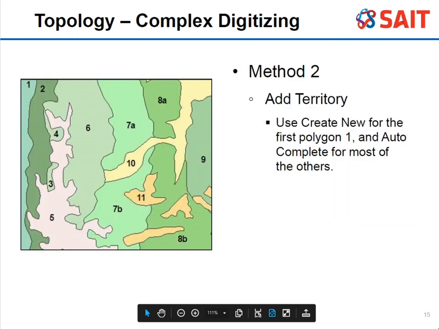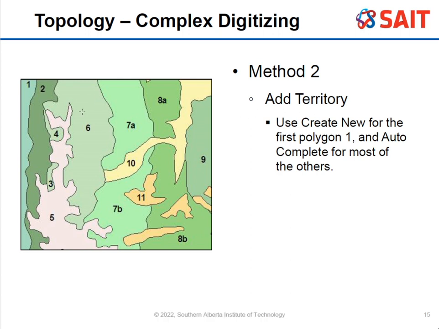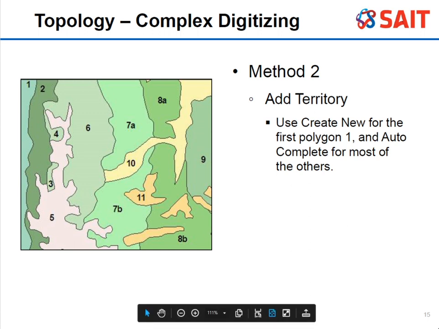The other method is adding. So if we wanted to create this, we can start with create new for the first polygon and then autocomplete for the others. So those are just two methods that you can access in ArcGIS, and the two ways to do it. Some are a little bit easier than others to do, and sometimes it depends on the data set whether or not it's going to work well or not. But you can always play around with them, give them a try in ArcGIS.